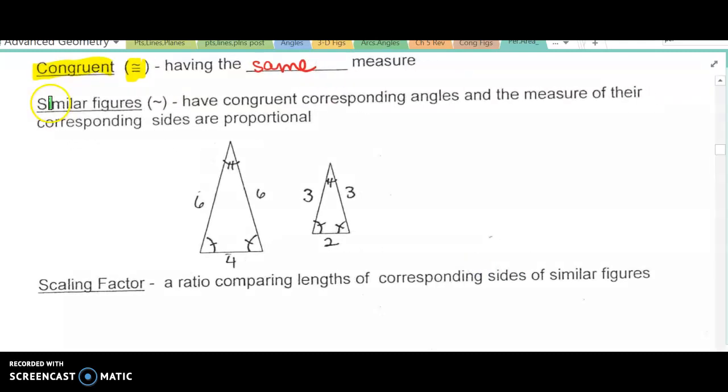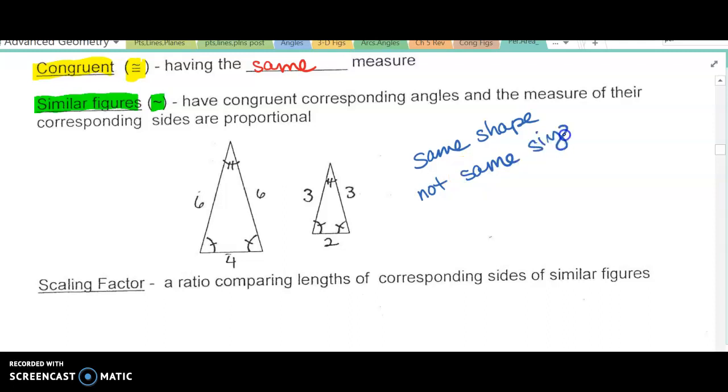Versus similar, we know means when those two shapes have congruent corresponding angles and their measures of corresponding sides are proportional. Remember what that really means, it's that they're the same shape but not necessarily the same size. They can be the same size, but if they're the same size, it's a one-to-one correspondence and we call that congruent. So if they're the same shape but two different sizes, we call that similar.